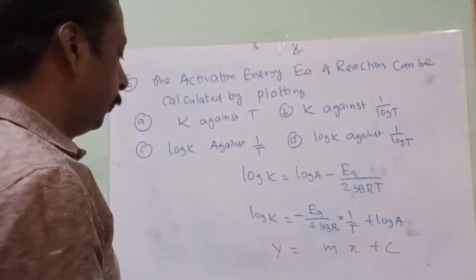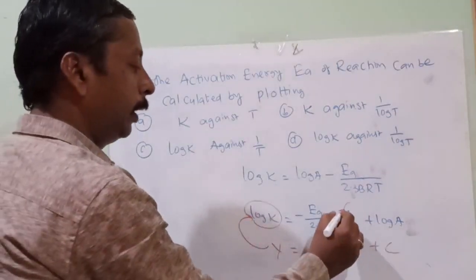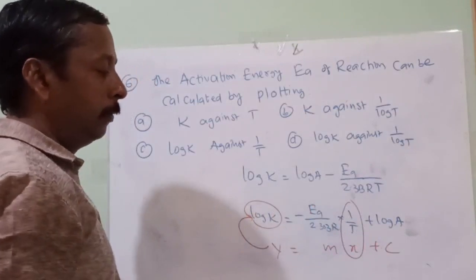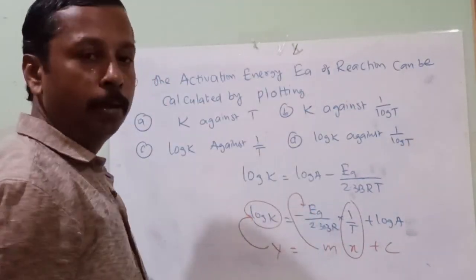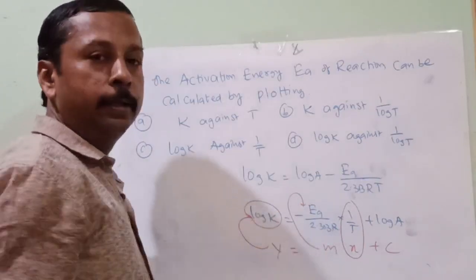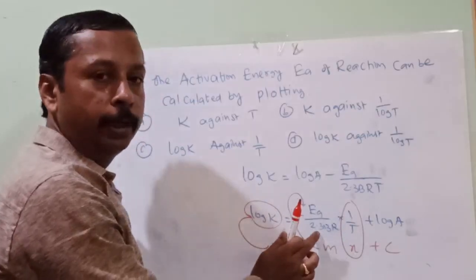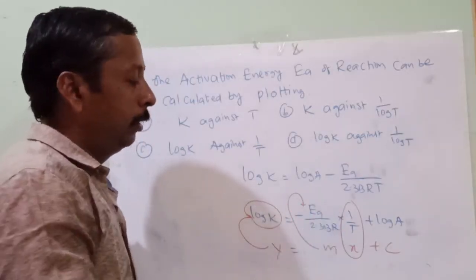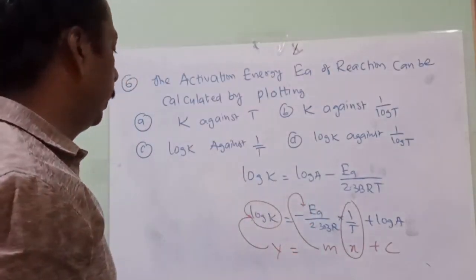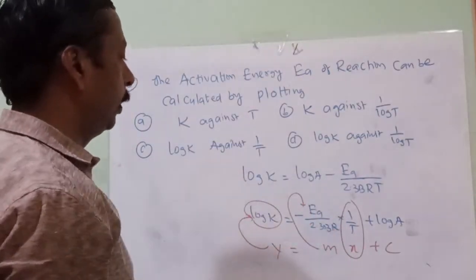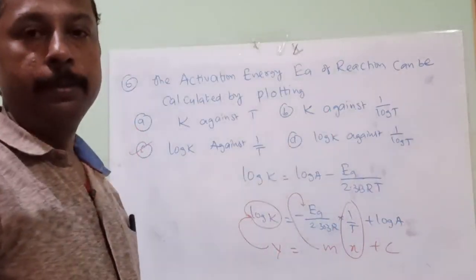For that, on the y-axis what should I take? Log k. For the x-axis what should I take? 1 by T. Then with the help of the slope, the R value is well known to me and 2.303 is already given. If I know the slope, after substituting 2.303 and R, I will get the EA value. So that means log k versus 1 by T. So C option is correct.